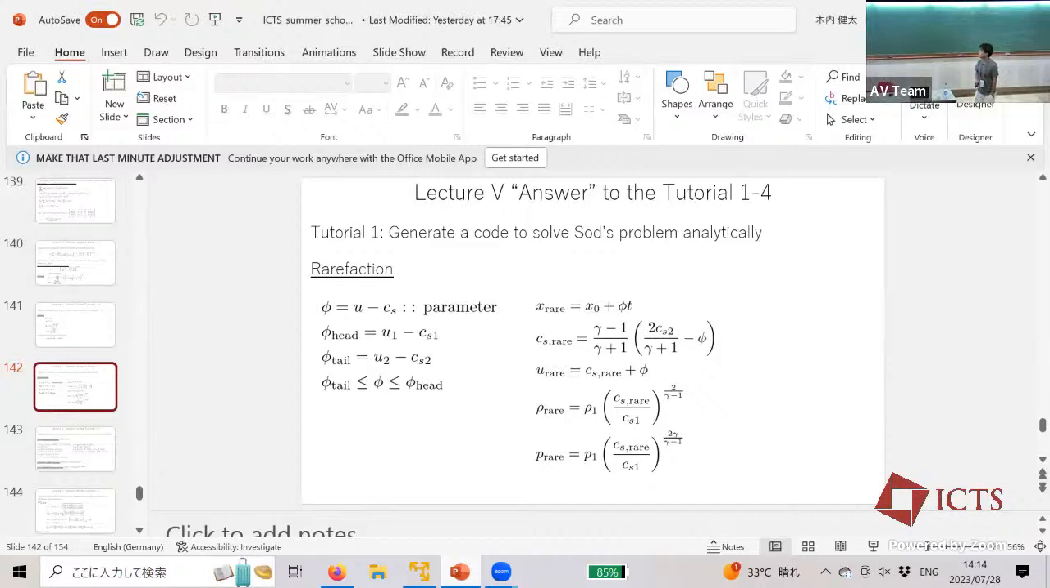So now you know the U1 and Cs1 and U2 and Cs2. I mean the head over here and the tail over here. So you get the phi head and phi tail by plugging in the U1, U2, Cs2 and Cs1, which means that the phi parameter, which describes the internal structure of the rarefaction wave, should exist between the phi tail and phi head, right? So by appropriately changing the value of phi in this range, the rarefaction position is given by these equations, and the sound velocity inside the rarefaction is also given by these equations. And then the velocities, densities and pressure are given by these equations. And this is how to get the internal structure of the rarefaction wave.